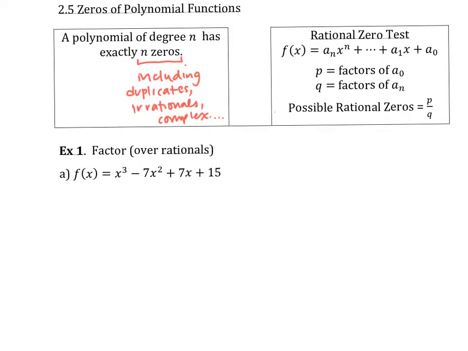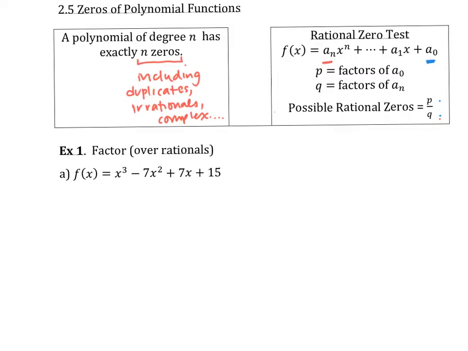The rational zero test gives you an idea of what kind of zeros to expect if there are any rational zeros for the function. The possible rational zeros are in the form p over q, where p is the factors of the constant term, and q is the factors of the first term. This probably looks familiar from last year. When we factor over rationals, that means I'm going to factor until I've gotten all the rationals out, but I'm not going to include imaginary numbers or anything like that. We will in the future, though.